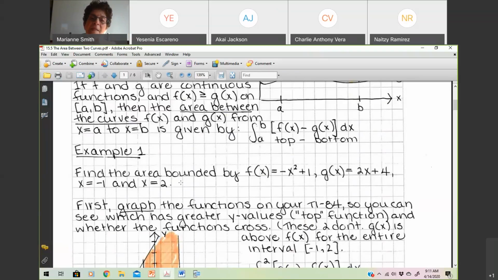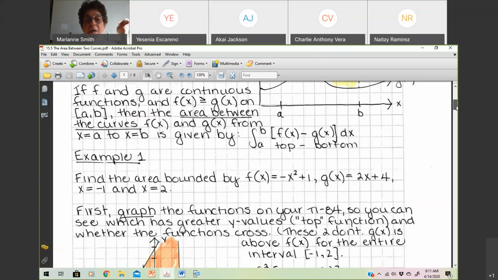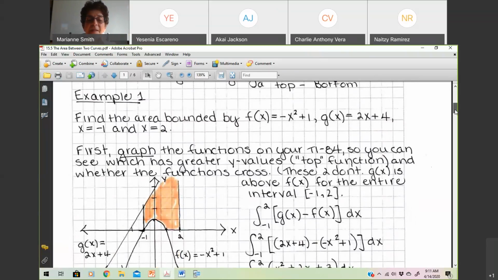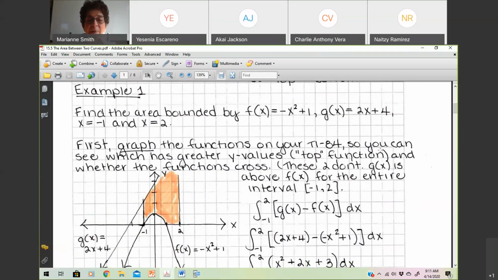Now you need to graph these first because remember, you need to figure out which one is the higher graph. So I'm saying graph on your TI-84. You can also graph with Desmos. So you can see which one has greater y values, which one's the top function. In my case here, the linear function g of x is going to have higher y values. See up here, this is g of x. Here's f of x down here. I've shaded in orange the area that I'm trying to find. It's between the top curve, g.